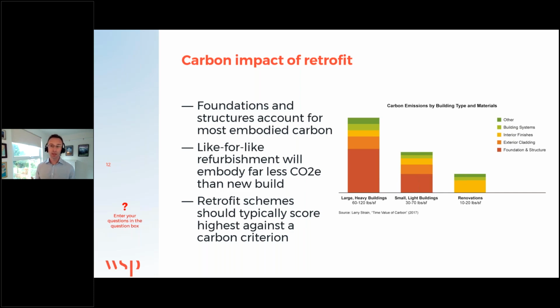And therefore, like-for-like refurbishments are going to embody far less CO2 equivalent than a new build. And therefore, retrofit schemes should typically score highest against a carbon criterion in a multi-criteria analysis. And therefore, to my mind, that means that a retrofit is typically going to be prioritized if you include it as such in one of these analyses.